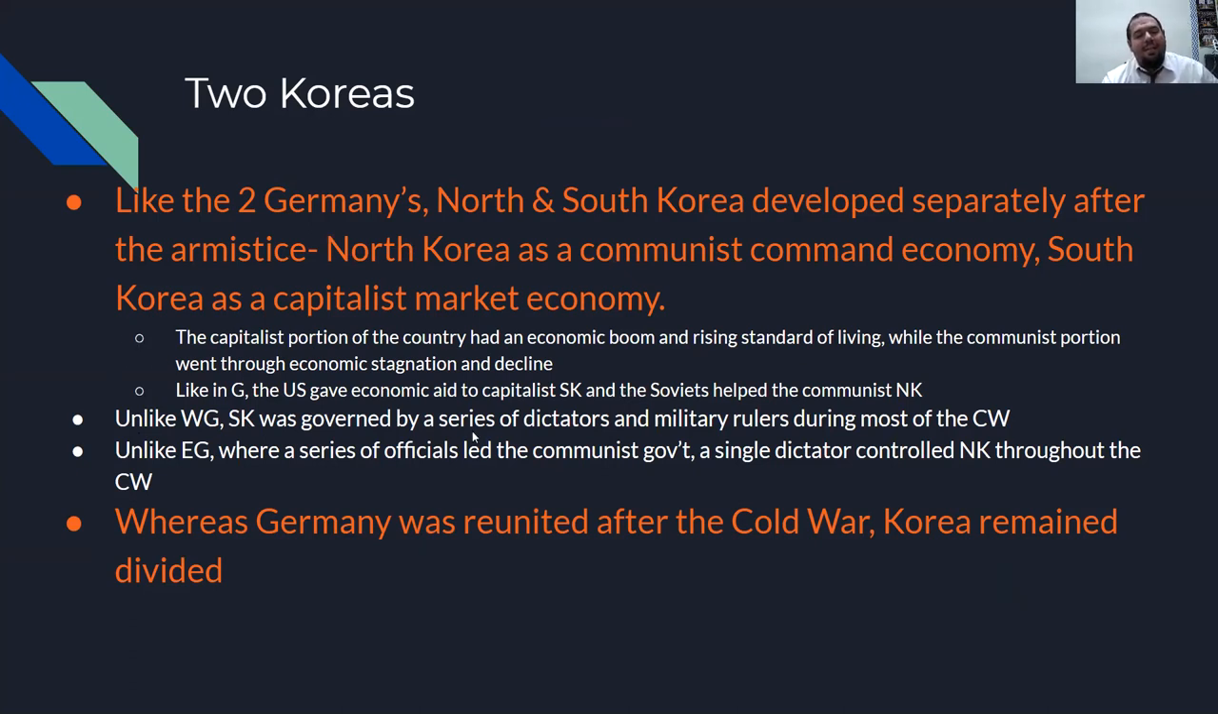Unlike Western Germany, South Korea was governed by a series of dictators and military rulers during most of the Cold War. As long as they were anti-communists, and we had open markets for trade in South Korea, they had bigger fish to fry, honestly. And unlike East Germany, where a series of officials led a communist government, a single dictator controlled North Korea throughout the Cold War and would then pass it off to his son, Kim Jong-il, who then passed it off to his son, Kim Jong-un. Whereas Germany was reunited after the Cold War, Korea remained divided.